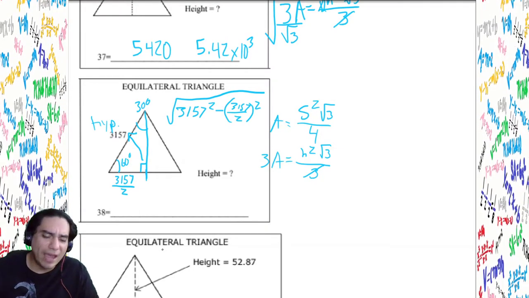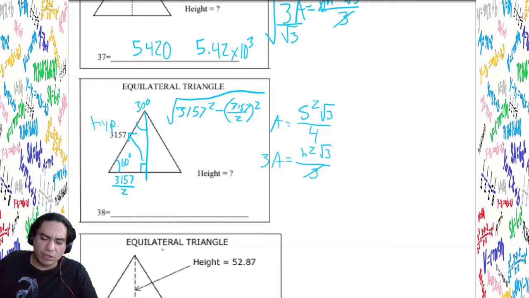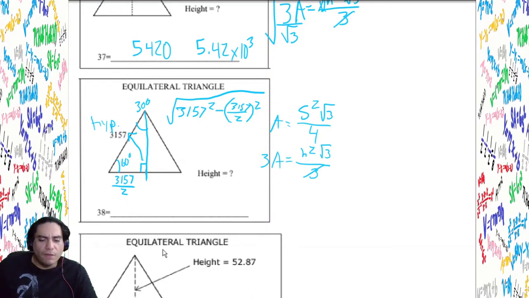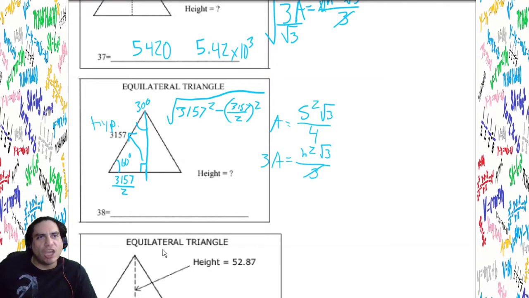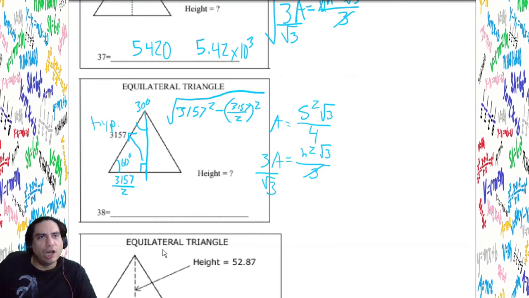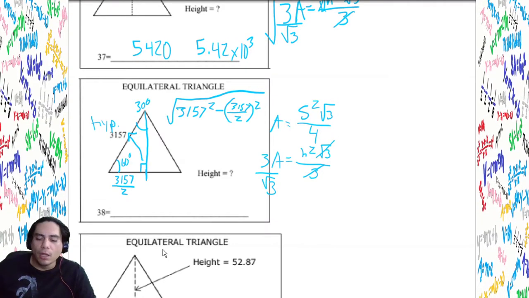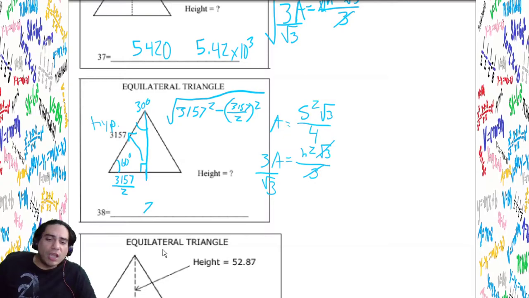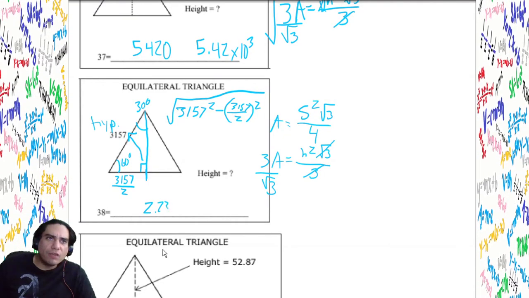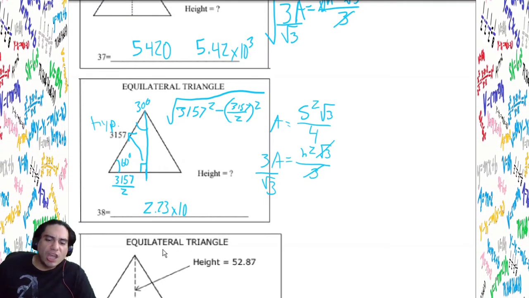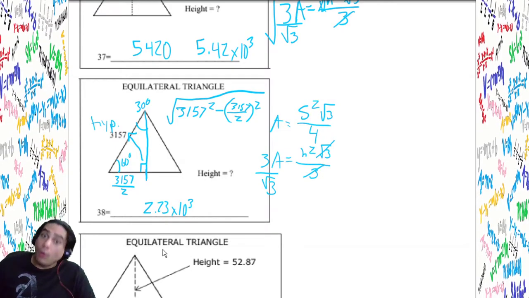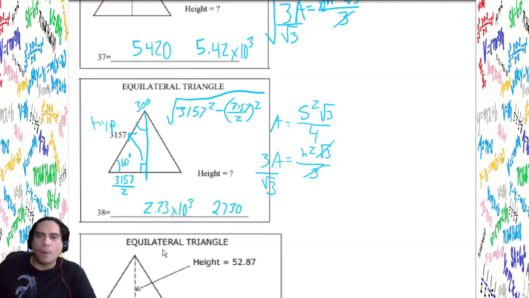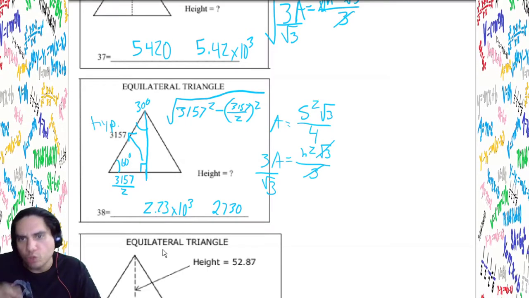Or 1.29 times 10 to the 7th. Then we're going to get 3 square root and hit divide. We got about 7,470,000, because we divide by square root 3, undoing this square root 3 right there. Last step, square root it. And guess what? My correct answer here is 2.73 times 10 to the third, or 2,730, which is completely reasonable. The height's supposed to be smaller than the side.